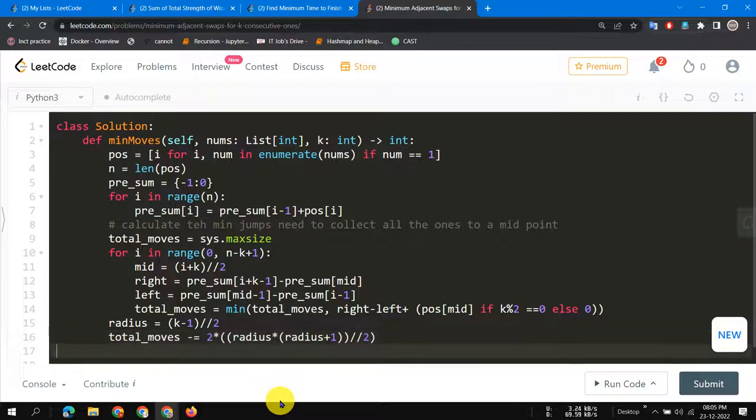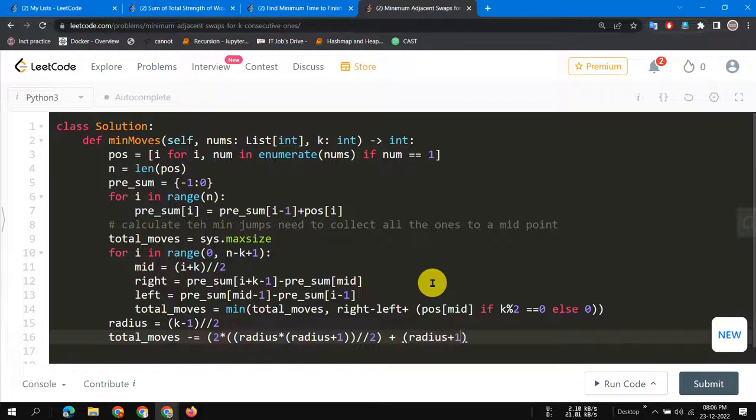Okay, I will do that if mid was the center. But in some cases mid will not be the center. In that case I have to subtract something else. So I will take positive plus, because I am subtracting it. I have to subtract one more thing, and that will be radius plus 1. And when would I subtract it? If k is even. If it is odd, I don't need to subtract anything. And at the end I will return total moves.